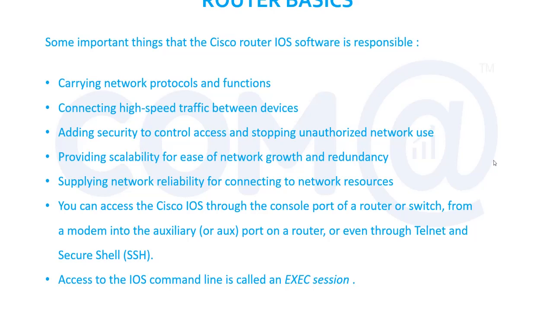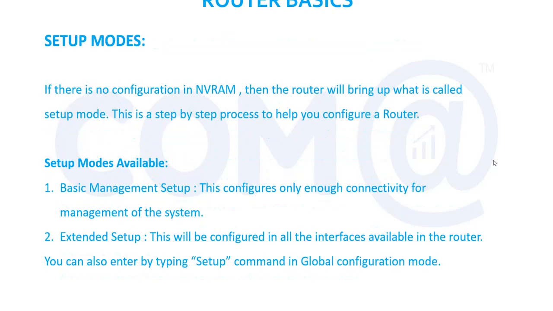So you can access the Cisco IOS through a console port of a router or a switch, or from a modem into the auxiliary port. So accessing the device is very simple. From anywhere, any point, you can access this. Access to the IOS command line is called an EXEC session. So if you want to access anything in a command mode, you can use the EXEC session.